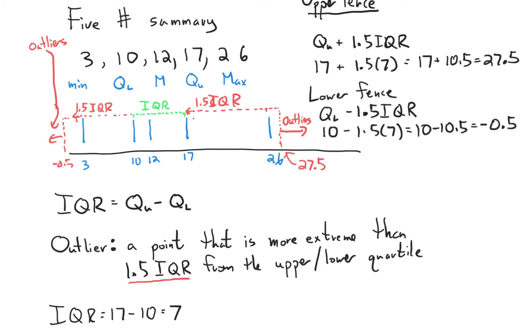In this example, though, we don't have any outliers because the smallest data point and the largest data point are within our fences. Everything in here is considered usual data. This is usual, and everything outside our fences is unusual.